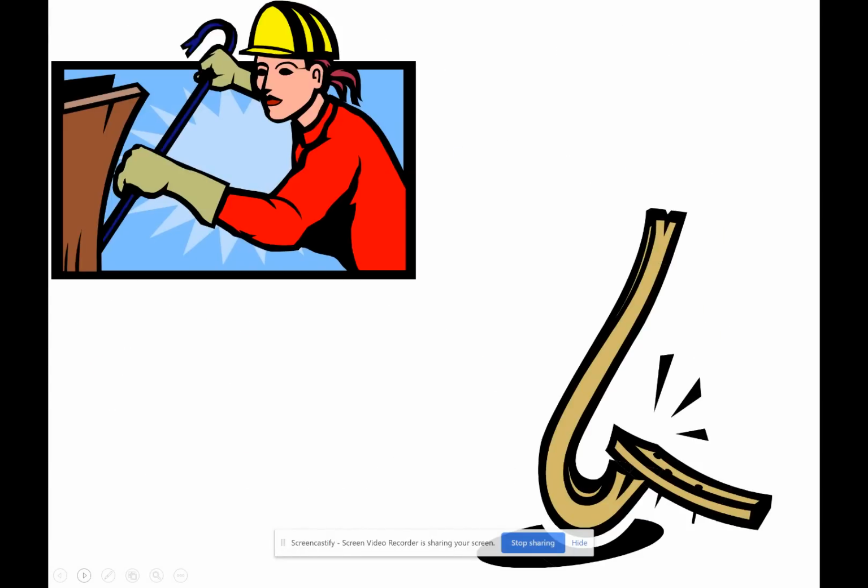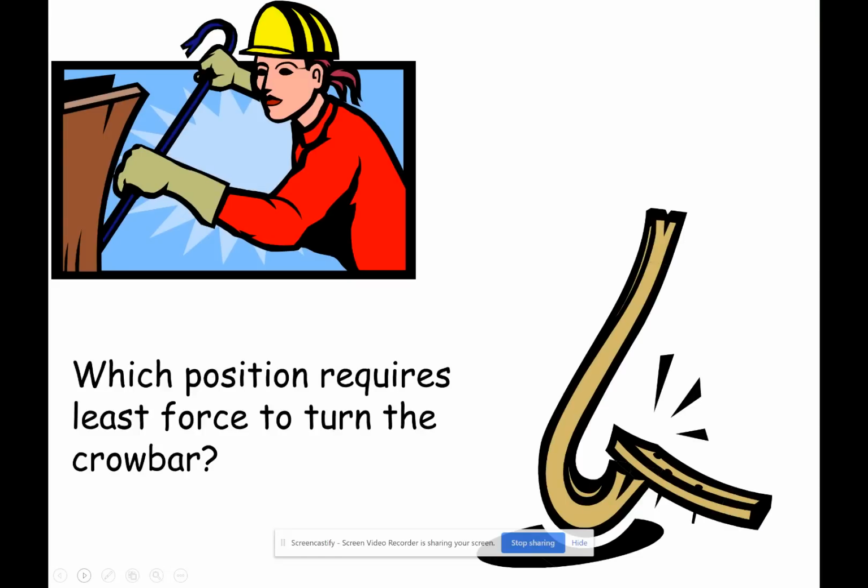So knowing that, which position requires less force to turn the crowbar? We have one grabbing it way down there, and we have one grabbing it at the end of the handle. Where would it be smart to grab the crowbar?